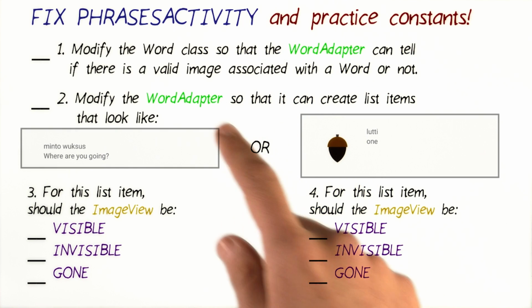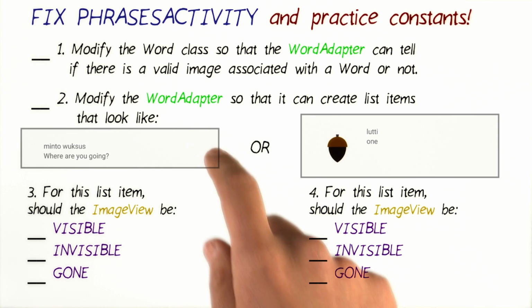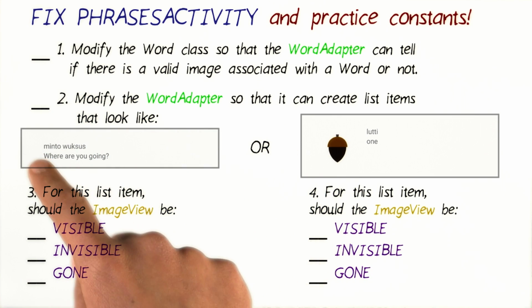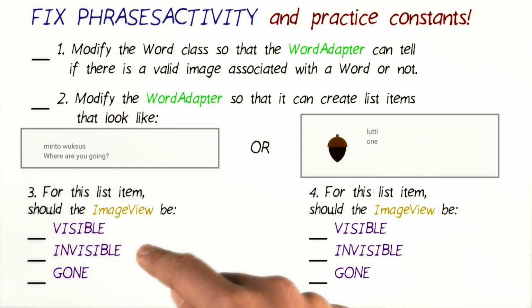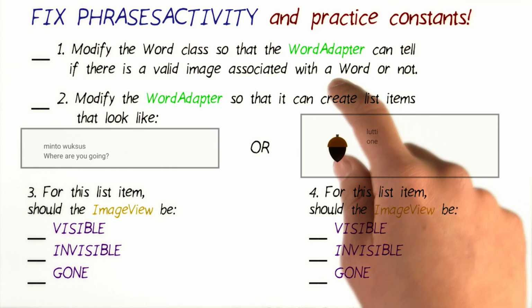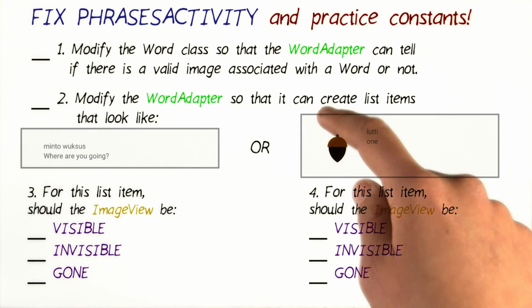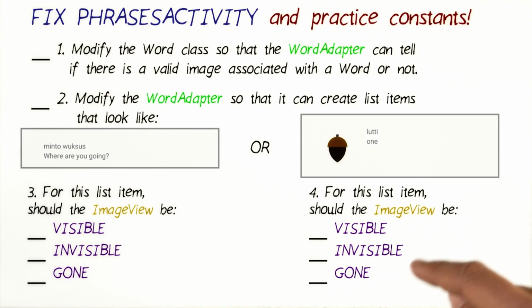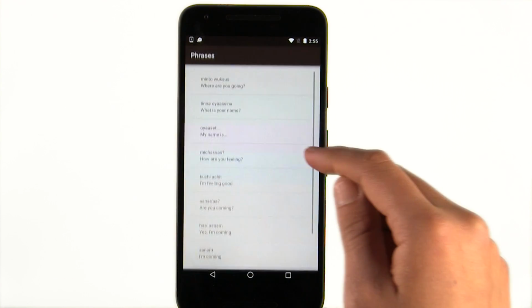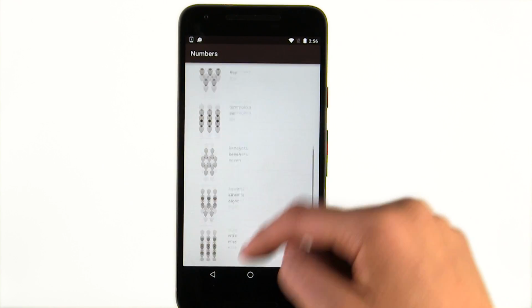After you've finished modifying the word adapter code, I'd like you to answer these two questions. For this list item layout that we're using just for phrases, should the visibility of the image view be set to visible, invisible, or gone? And for this list item layout, which we're going to use for all our other categories, should its image view be set to visible, invisible, or gone? And this is what the app should look like when you're done. Tapping into phrases, there are no images, but when we tap into the other categories, they all do have images.